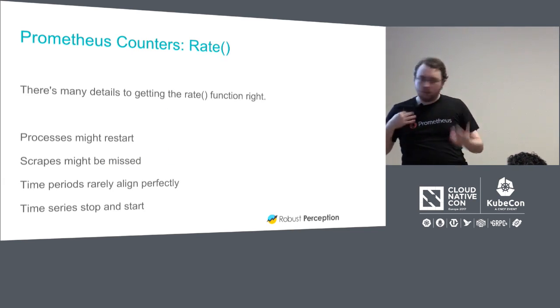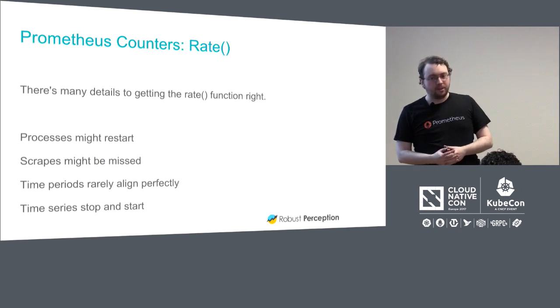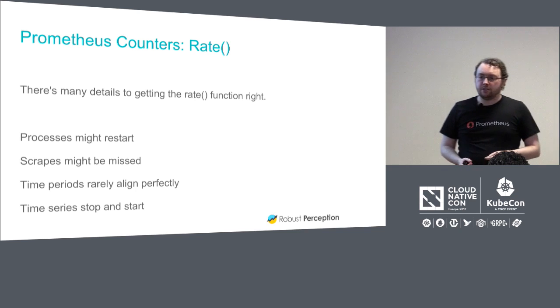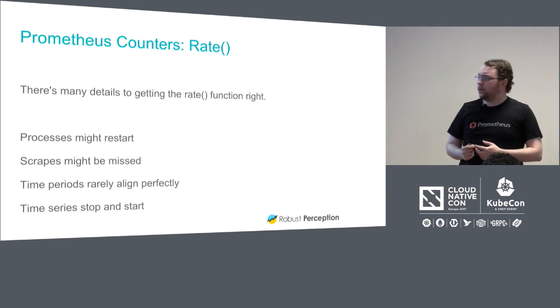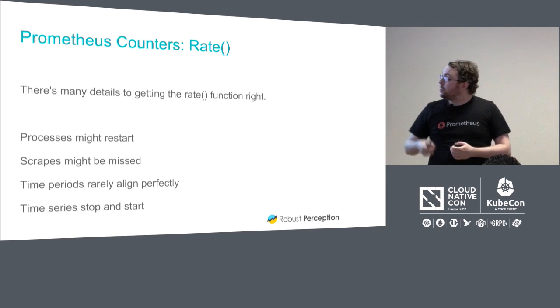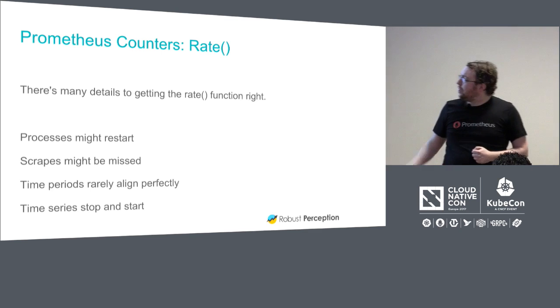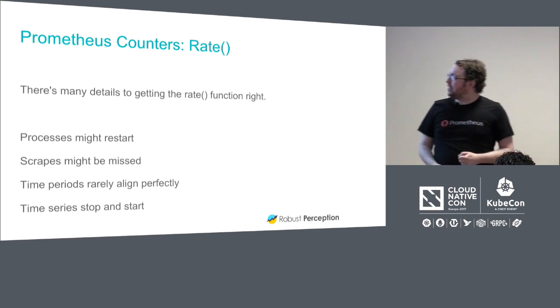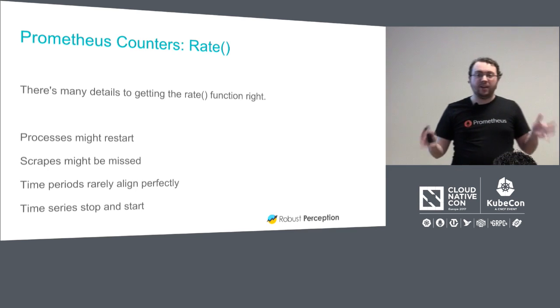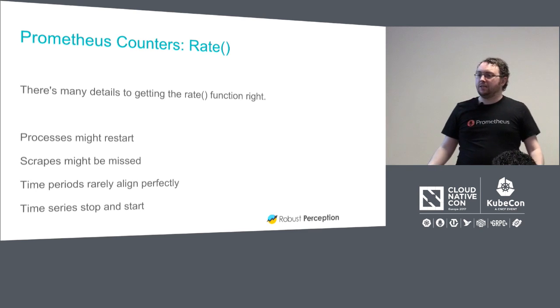So then, looking at these ways, we'll talk about the rate function itself. Some people are confused about some of the behaviors of the rate function, because it turns out the internals are complicated. And it took us a while. I think Bjorn did a lot of work on this, as did I, because the real world kicks in. Processes restart, it turns out. Yeah, scrapes get missed. Time periods, as I mentioned, because of aliasing, they rarely align perfectly. And things start and stop.